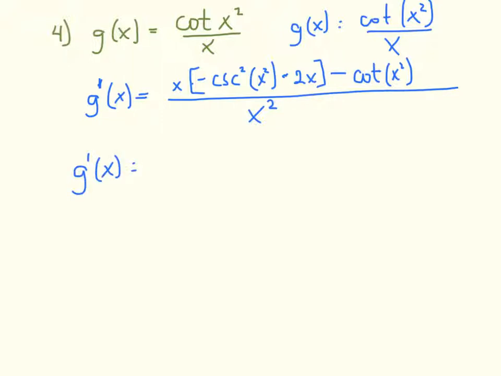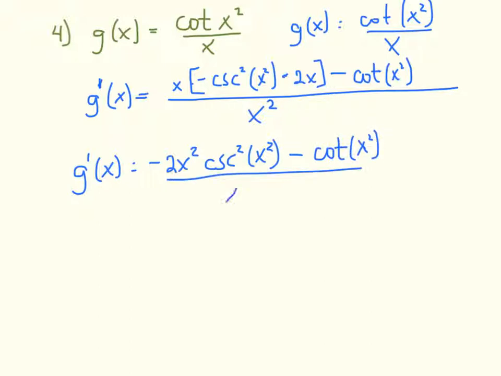All right, so in the numerator, even though we put these brackets here, okay, we have x times negative cosecant squared x squared times 2x. So everything to the left of the minus sign is multiplying, so we can go ahead and combine the x and that negative sign and the 2x. So we would get negative 2x squared cosecant squared of x squared minus cotangent of x squared all over x squared. Okay, and that's as much as we can do.